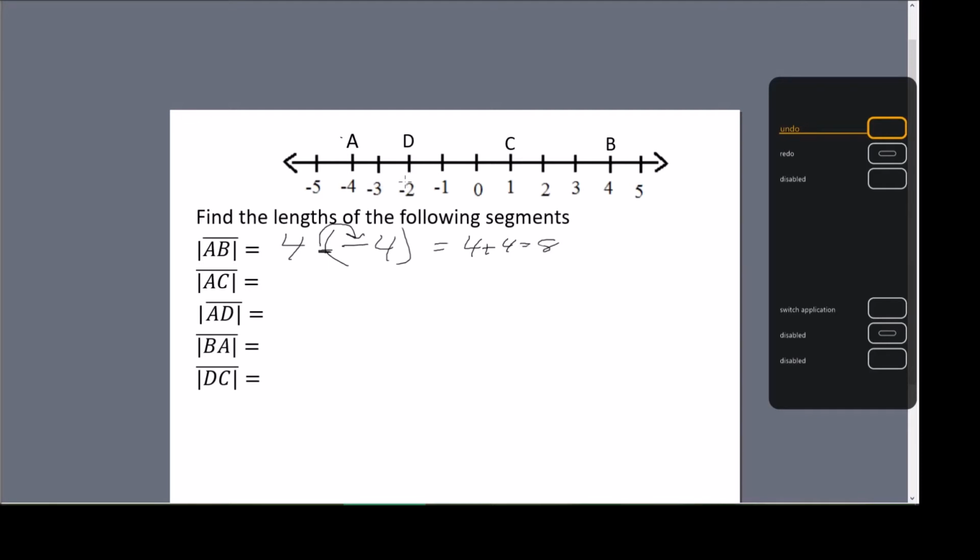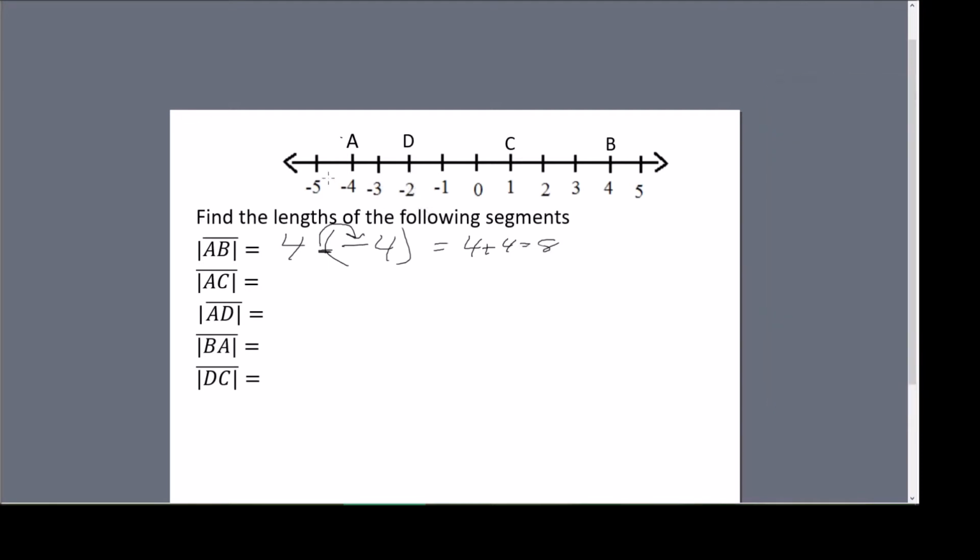Now if I want to check that, I can go up to the number line and I can count how many steps it takes. 1, 2, 3, 4, 5, 6, 7, 8. That's fine to check your work. You can do that on the quiz, you can do that on the test. But I want you to show me that it is the distance between the 2 points.